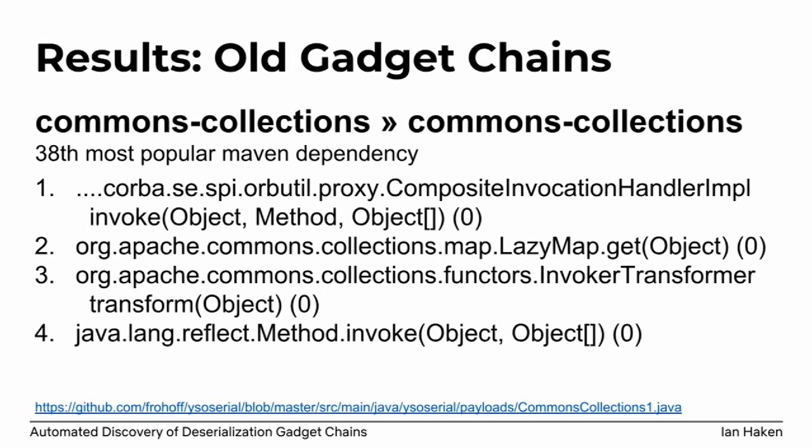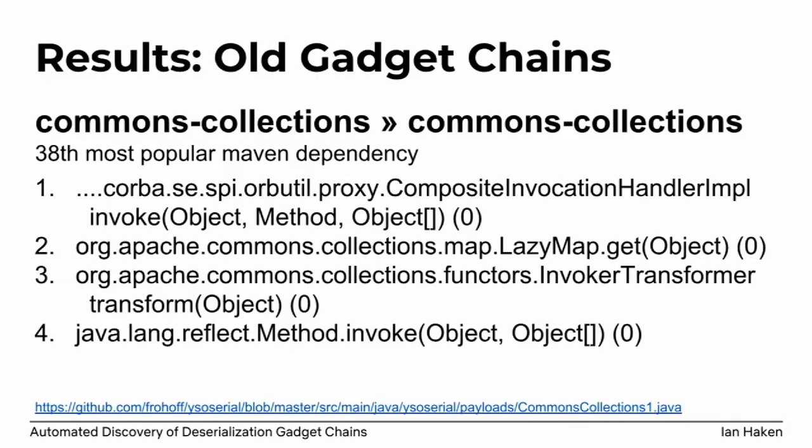So, old gadget chains. Commons Collections, this is the big one that Frohoff and Lawrence talked about in 2015. The reason this one was so interesting is that it was in Commons Collections, which is the 38th most popular library according to Maven Repository. This is basically what the start of that gadget chain looks like. You wrap something in a dynamic proxy, you get into the invocation handler entry point, you go to this lazy map in Commons Collections, and then you're able to do some reflection stuff and get somewhere interesting. So, cool. Found the Commons Collections gadget chain.